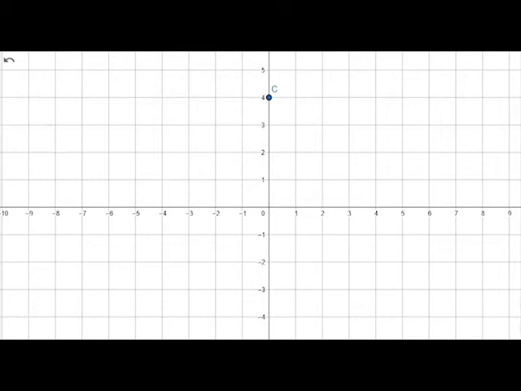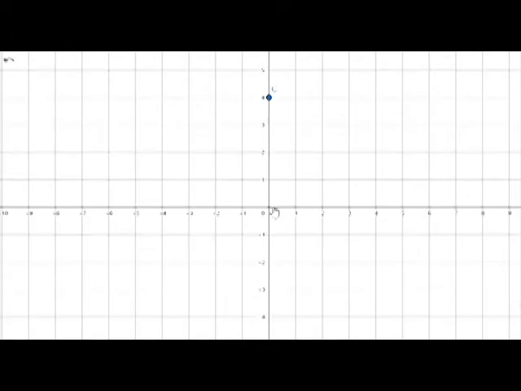Alrighty, today we are going to talk about how to rotate points. We will be rotating first this point, and we need a center of rotation. So for all of the questions that we're doing, the center of rotation will be the origin, which is right here in the center of these two axes at 0, 0.